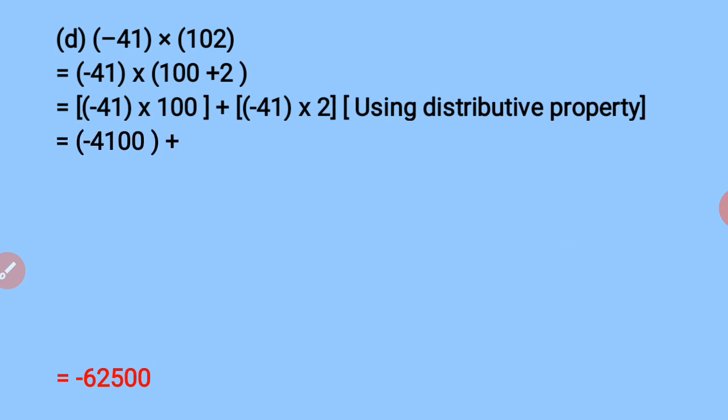Now solve the two brackets. That multiplication is very easy. 4100 negative and 82 also negative. Now the rest is very simple. The answer is minus 4182. You had to just add them because two negatives, when solved, we add them and we put the sign of the greater. This is how you have got the answer to be minus 4182.